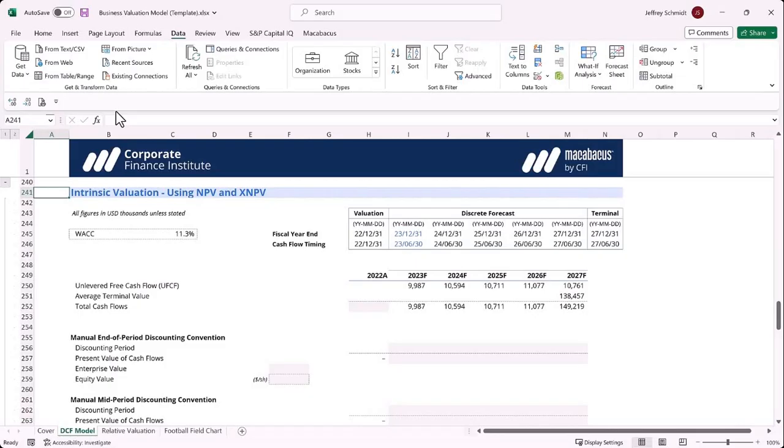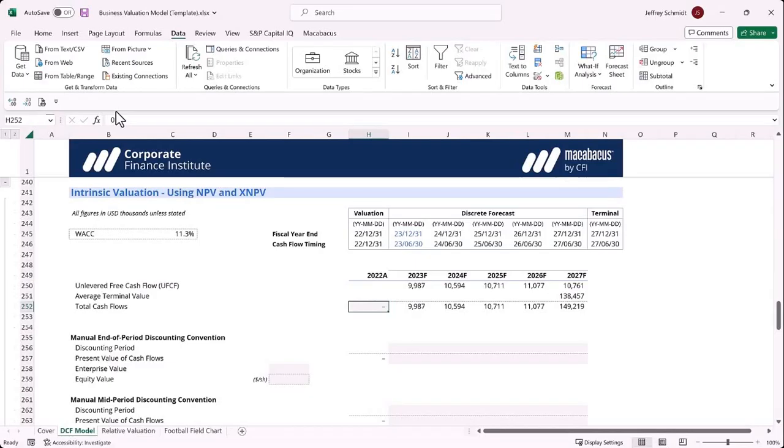XNPV does not discount the first cash flow, so we may need to hard code a zero value at the valuation date to obtain the correct present value. And we'll go ahead and show you that right now. We hard code that as zero. Again, XNPV does not discount the first cash flow. Since we have a zero in there, it doesn't matter.